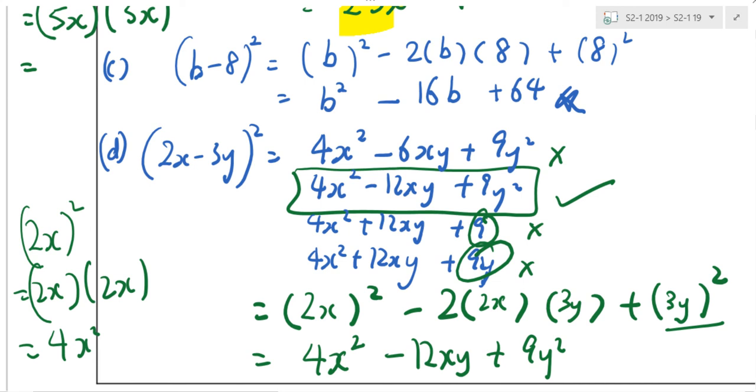How do I get negative 12? It's very simple. We don't take a calculator, press negative 2 times 2 times 3. Minus 12. Okay? Any other questions? Daryl? Good question.